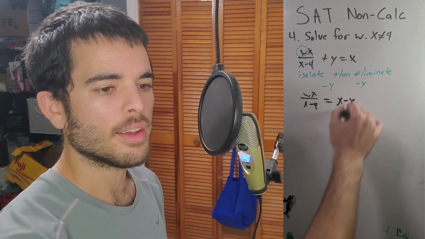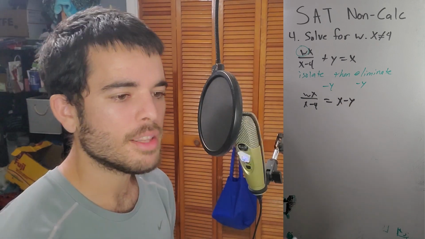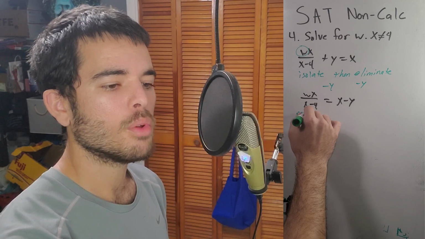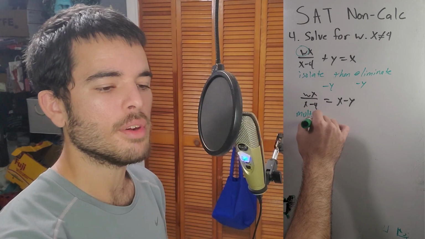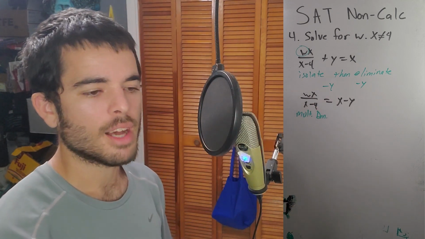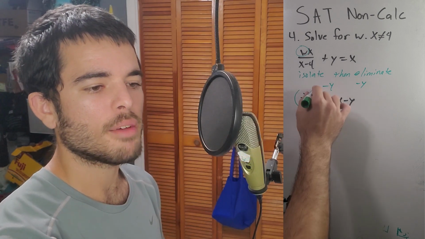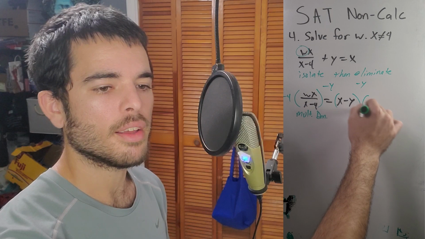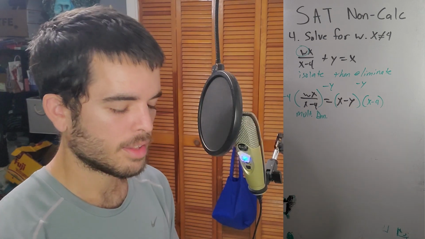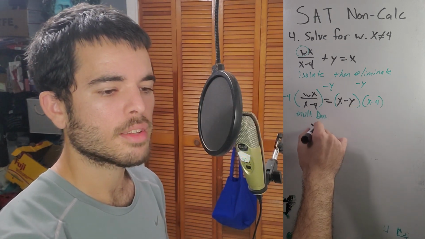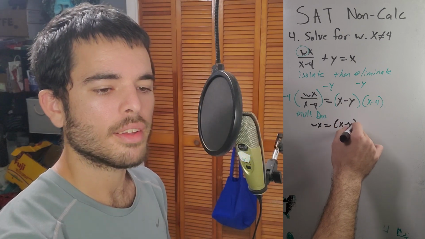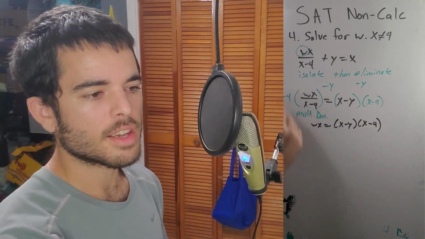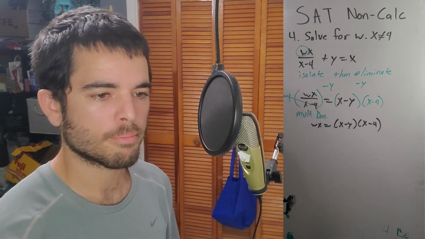equals x minus y. Now I want to eliminate the fraction. I eliminate the fraction by multiplying both sides by the denominator. And so we're going to multiply this left-hand side by x minus 4. I'm going to multiply this right-hand side by x minus 4. That's going to give us wx equals x minus y times x minus 4. Understand that on the left-hand side, the x minus 4 is completely canceled top and bottom.